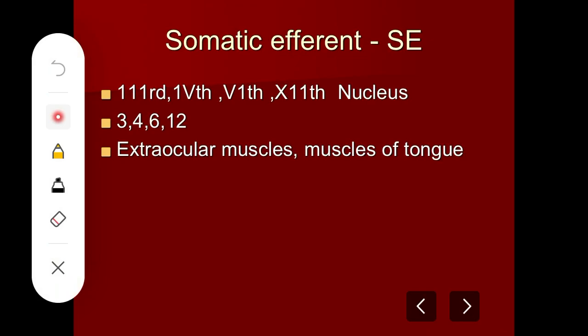Very easy. You understood? So, I'll revise it once more. Somatic efferent: split the word and say the meaning. It is efferent to the structures that are derived from somites. What are they? They are the extraocular muscles and muscles of the tongue. Which cranial nerve nuclei? The nuclei of 3rd, 4th, 6th and 12th will be represented in the SE column. That much is clear to you? So we have finished the first component of motor, SE, somatic efferent.